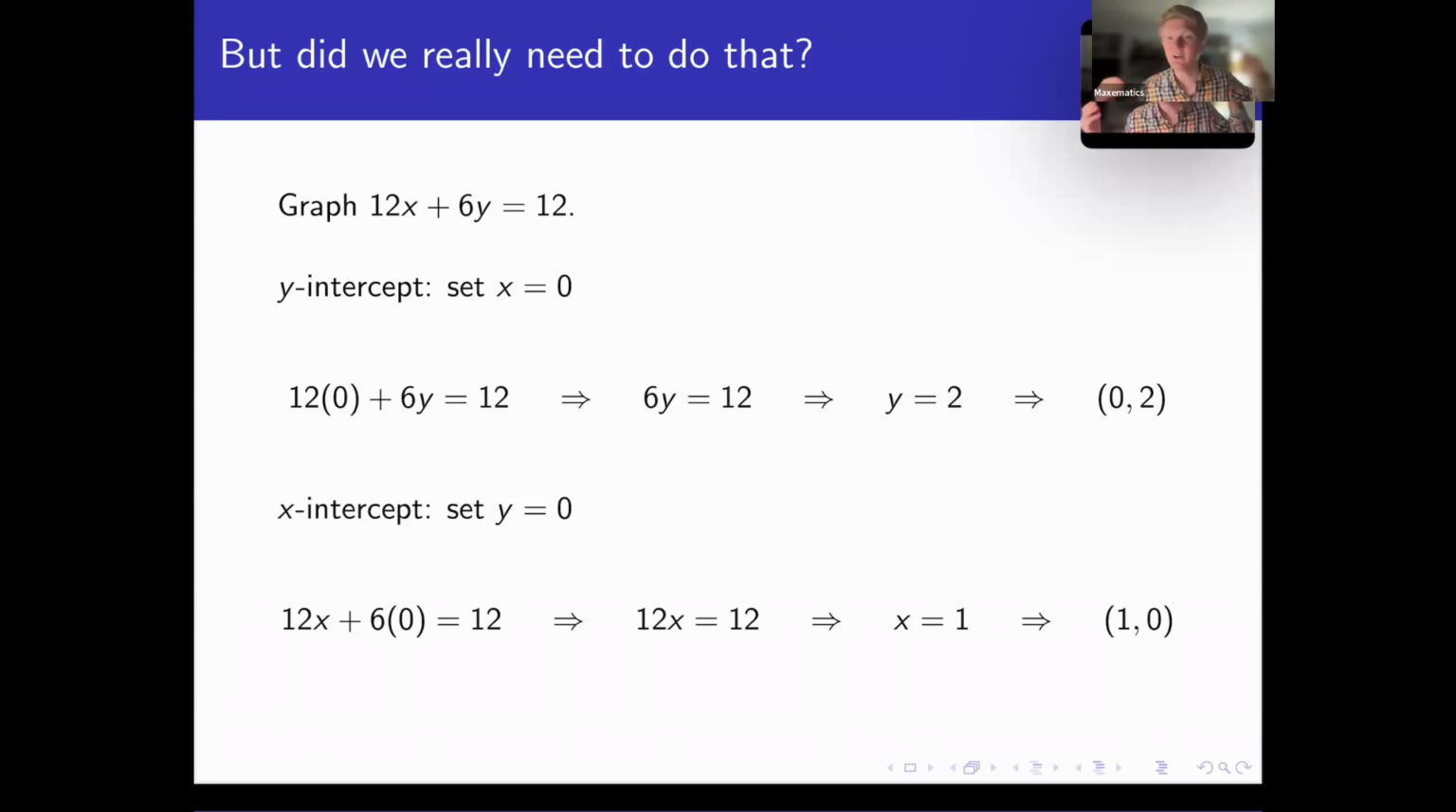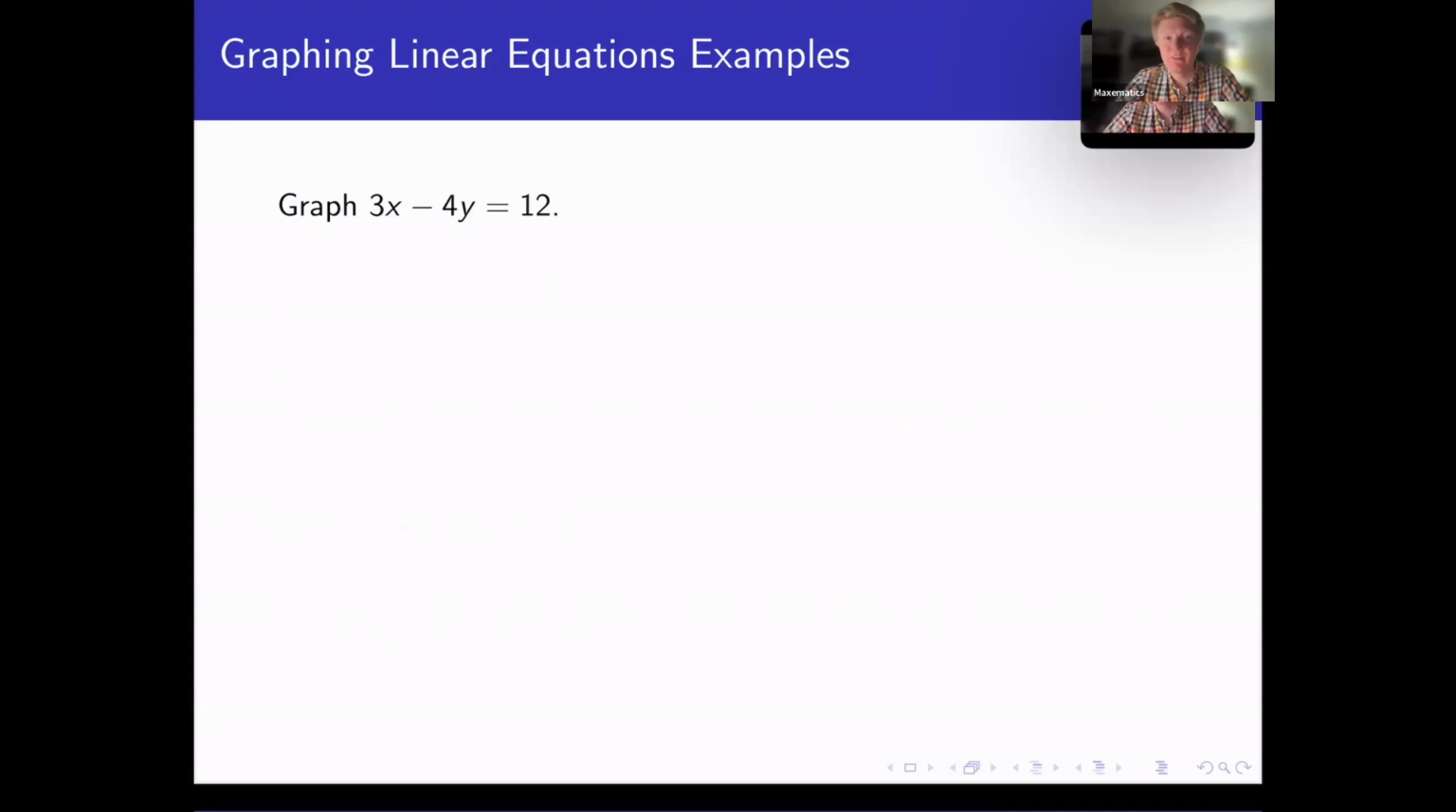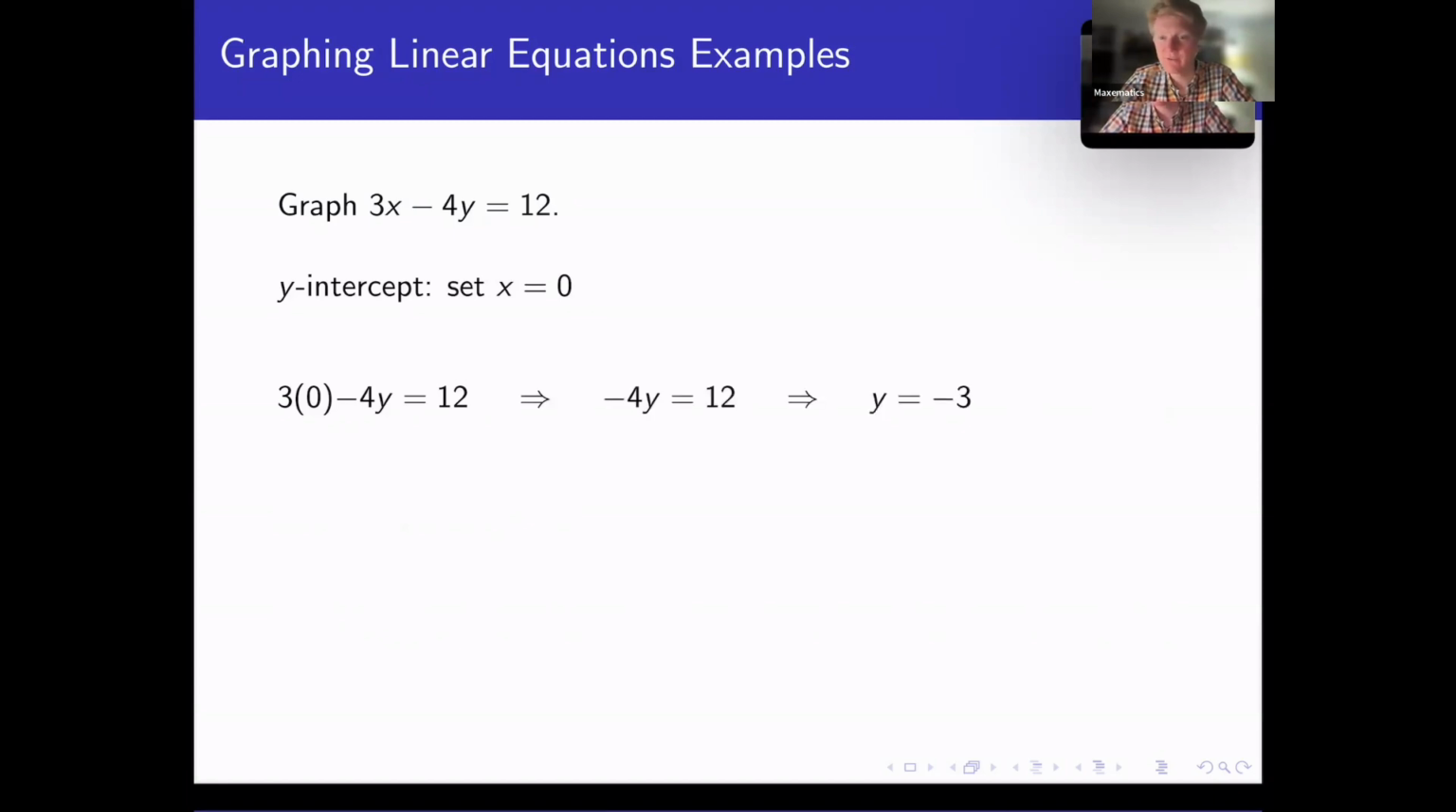So, kind of keep an eye out for what the question's asking. If somebody's not asking to get the equation of a line, maybe you don't need to. So just something to keep in mind. All right, one more example of this. 3x minus 4y equals 12. Y-intercept, let's set x equal to 0. So 3 times 0 minus 4y is 12. Well, 3 times 0 is 0. Negative 4y equals 12. Divide both sides by negative 4. So our y-intercept is 0, comma, negative 3.